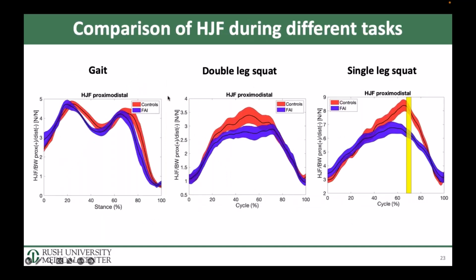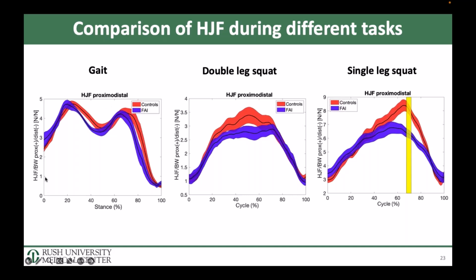Okay, so here we have some actually interesting results that I would like to discuss. Specifically, these are comparisons of hip joint forces during different tasks. So we have gait, double leg squat, and single leg squat. These are hip joint forces normalized by body weight, and we focus specifically on the proximodistal component of hip joint forces because it was the one conveying more meaningful results.